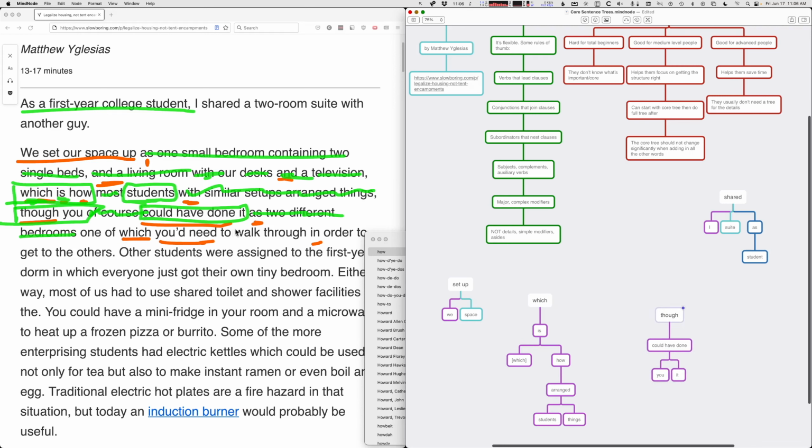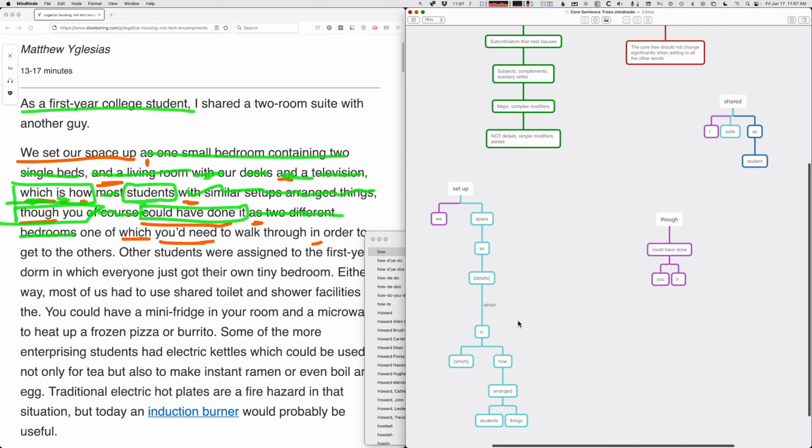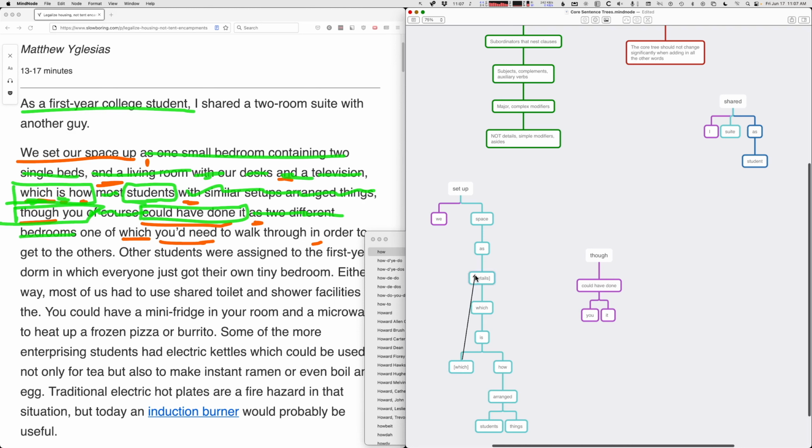So this "which" is actually nested under some of the details. So we set our space up as X. And this X represents a bunch of details. And then we can do that. It did not drag quite how I wanted, so I'll put the switch here. There we go. The switch refers to the details. The details of how it was set up is how you could arrange things. It's how most students arrange things.